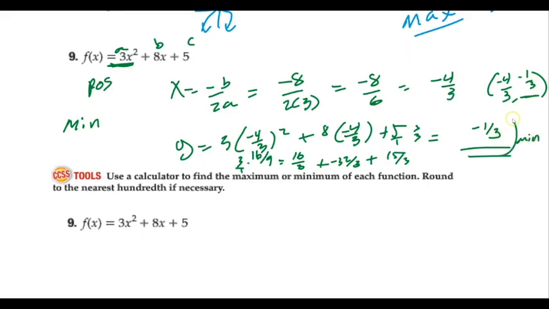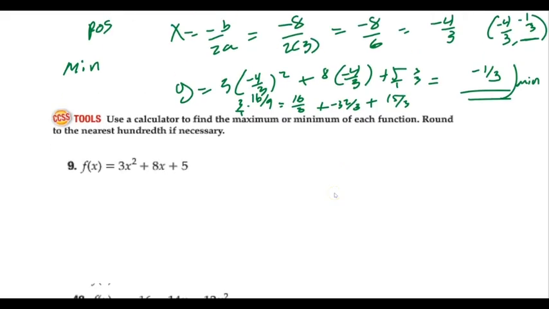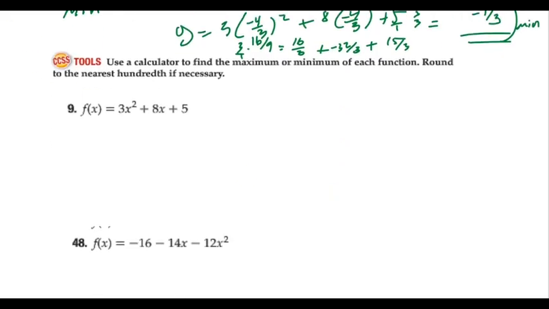If you notice, that was ugly. I did it on purpose because I want to show you how to do it on the calculator also. So another thing we can do on the calculator, we'll just do one of these. This calculator's not that bad. The way we do this on the calculator, we're going to find a max and min.